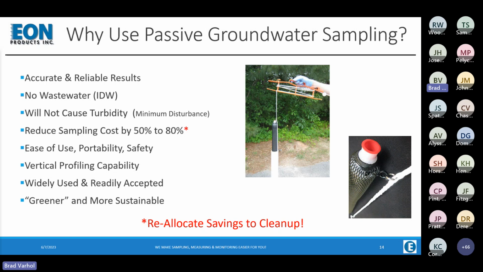They offer an added benefit in some cases where we have long saturated screens, where we may be able to do some vertical profiling and see what the concentrations of contaminants are at different levels within the well. They're widely used and readily accepted, and I think they're a greener and more sustainable method of sampling because we don't have motors and gasoline and lithium-ion batteries to run our equipment, and we have a very small footprint. So we're probably even smaller than the use of the tubing that's used for sampling and purging.